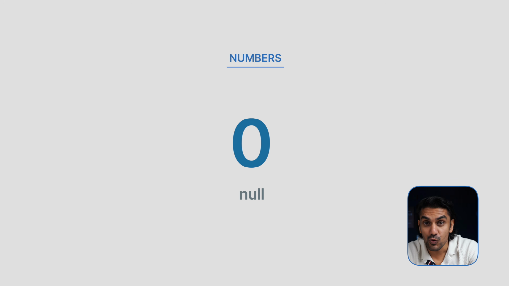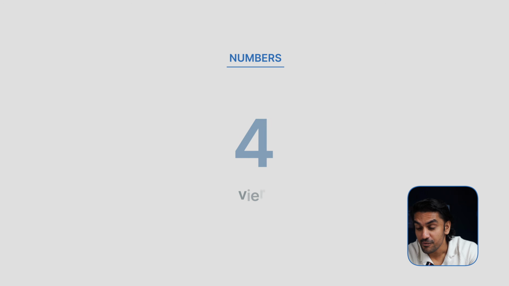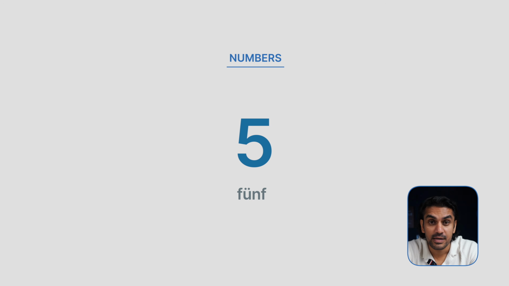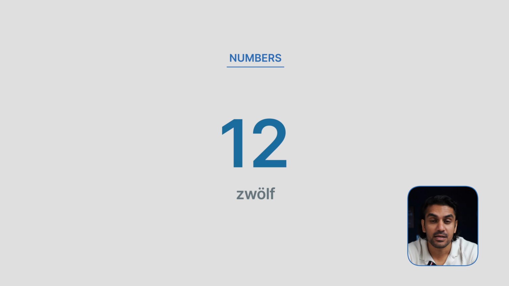Let's start with numbers, because at some point you will run out of fingers to count on. You will need them to tell the time, talk about your age, ask prices, or say quantities. Here are the numbers from 0 to 10. You can just repeat after me. 0, 1, 2, 3, 4, 5, 6, 7, 8, 9, and 10. 11 is elf and 12 is zwölf.